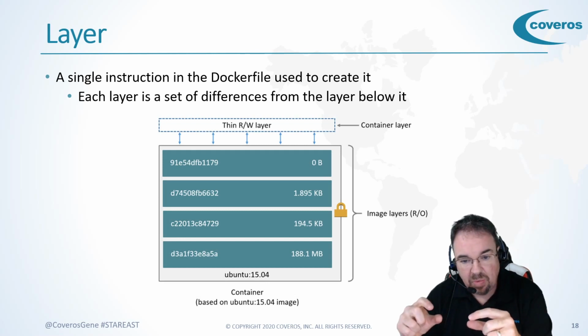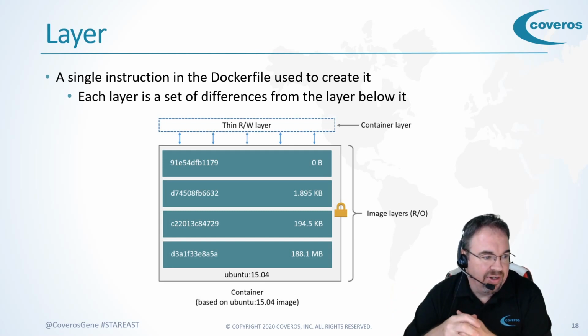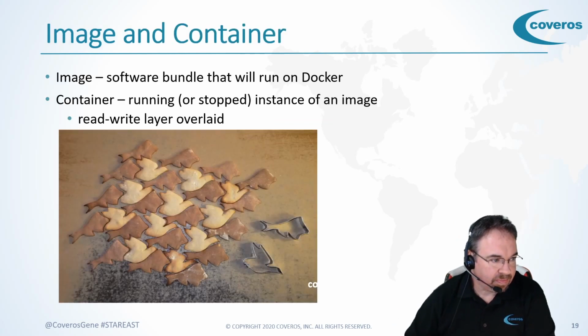But that's very, very small. So we can spin up a whole lot of instances in a very small amount of memory and disk space. And that's really, really good. Gives us what we call density, lets us do a lot with a lot fewer resources.